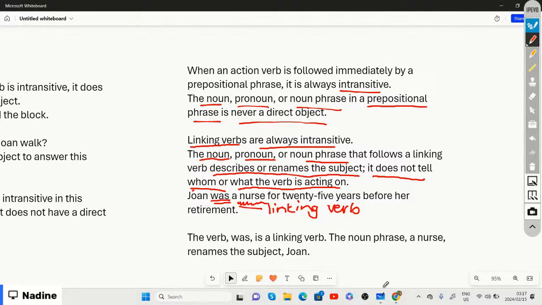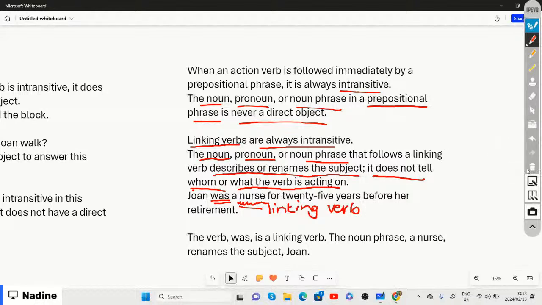Right? So this is a linking verb, and the noun phrase, a nurse, renames the subject Joan. So Joan is a nurse or was a nurse. We're renaming her as a nurse. We can say Joan worked for 25 years before her retirement, but we say Joan was a nurse for 25 years before her retirement, right?